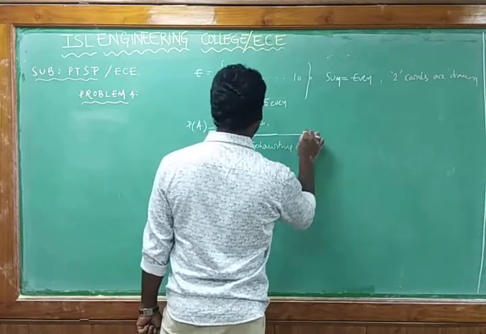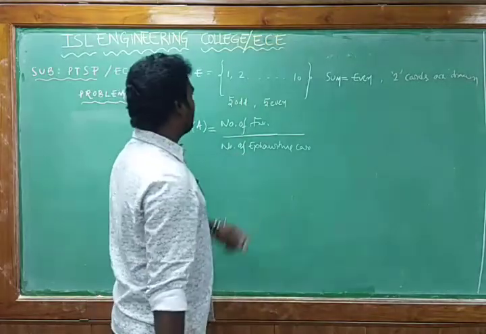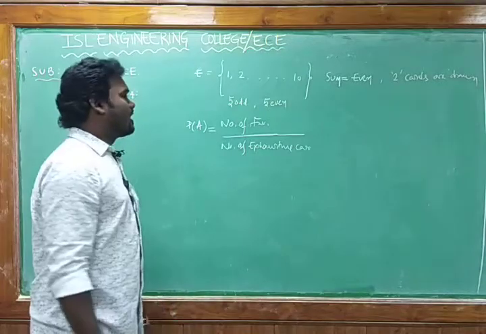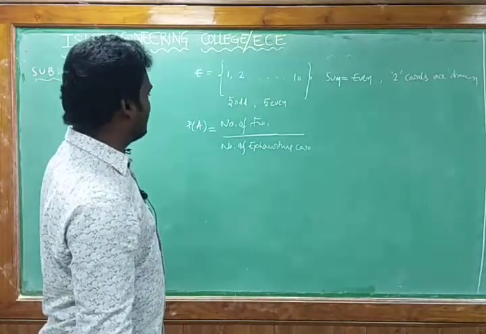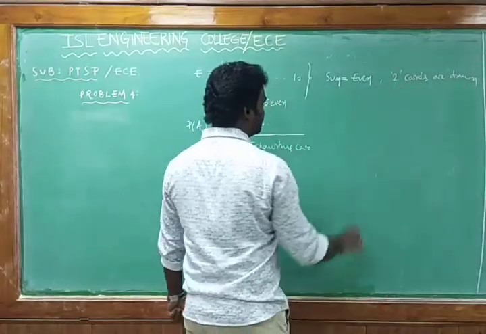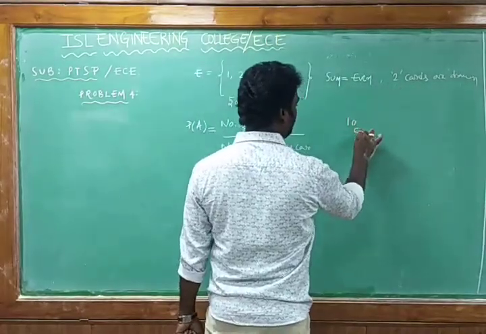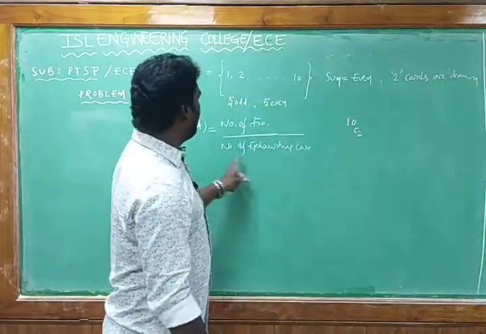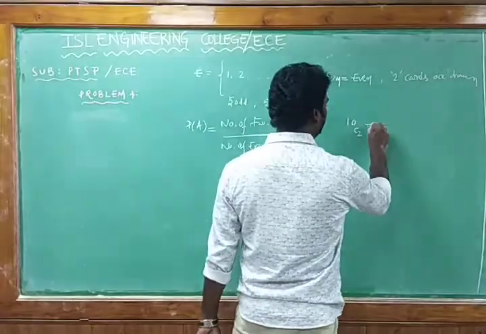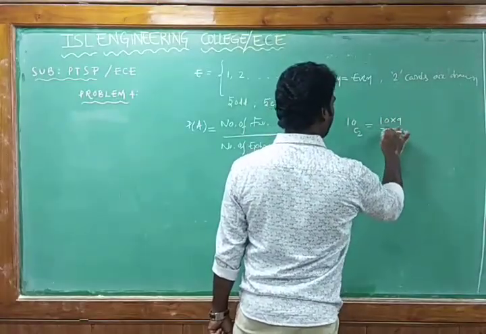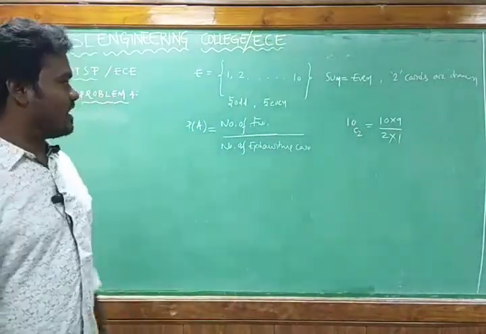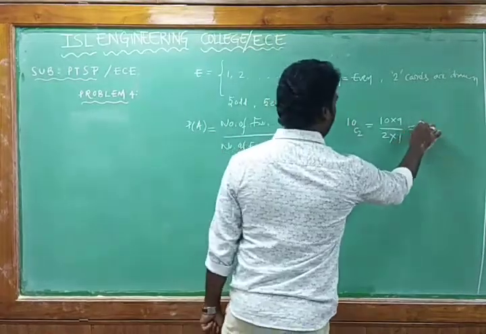Now the total number of exhaustive cases. Here we are having the total cards, 10, which are numbered from 1 to 10, and we will be selecting 2 cards, so that is 10C2. 10C2 is nothing but the number of exhaustive cases. This is 10 into 9 by 2 into 1, which is equal to 45.